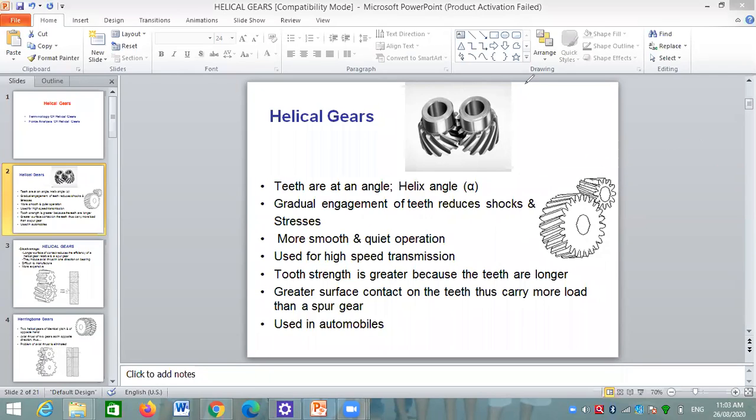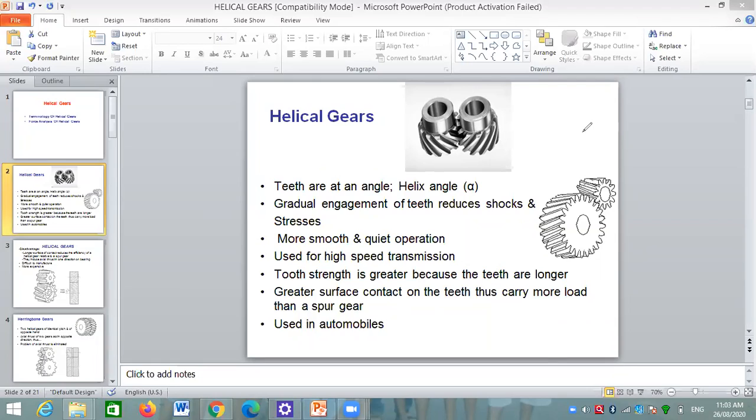Okay, the angle between the axis of the gear and the teeth is called the helix angle, and it is denoted by alpha. What is the helical gear? Helical gear is the gear in which there is some angle between the axis of the gear and the orientation of the teeth, and this angle is called the helix angle, and it is denoted by alpha.